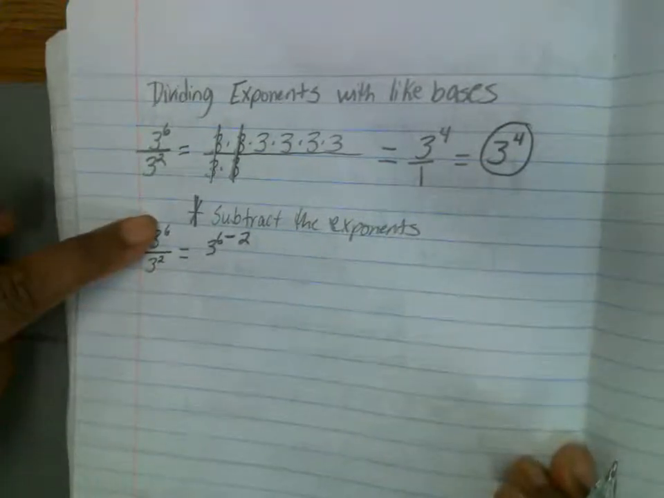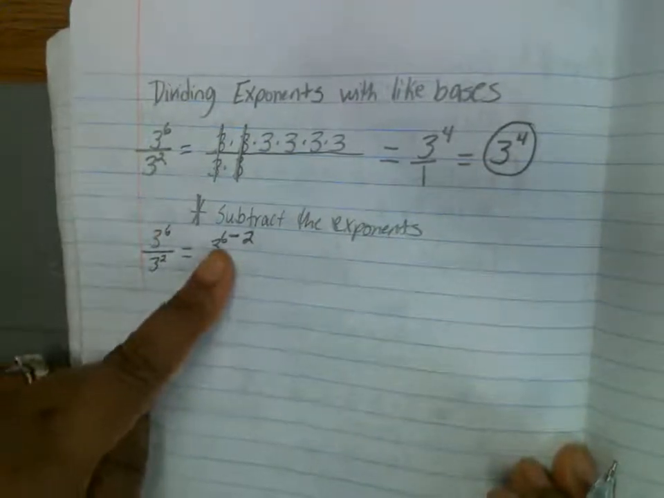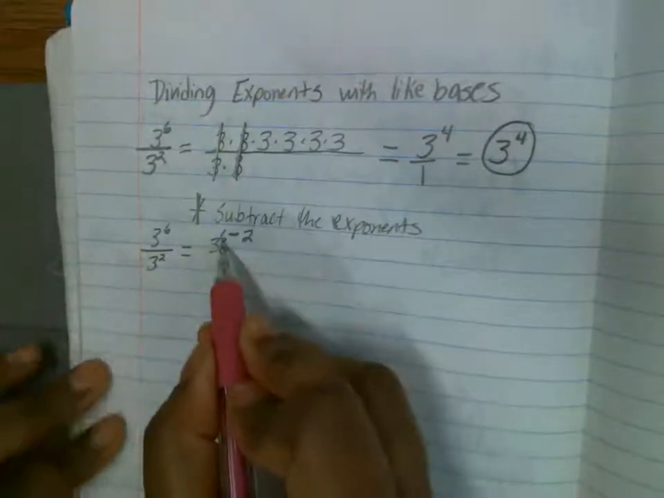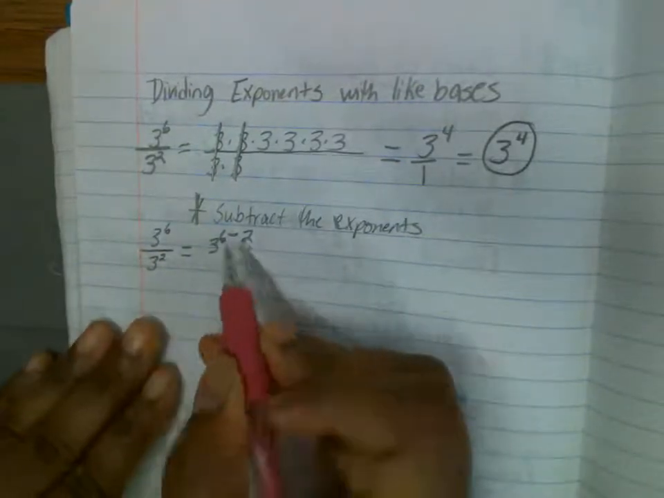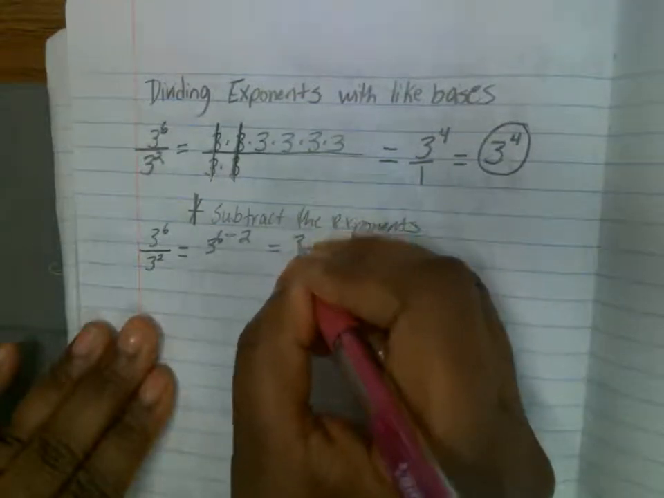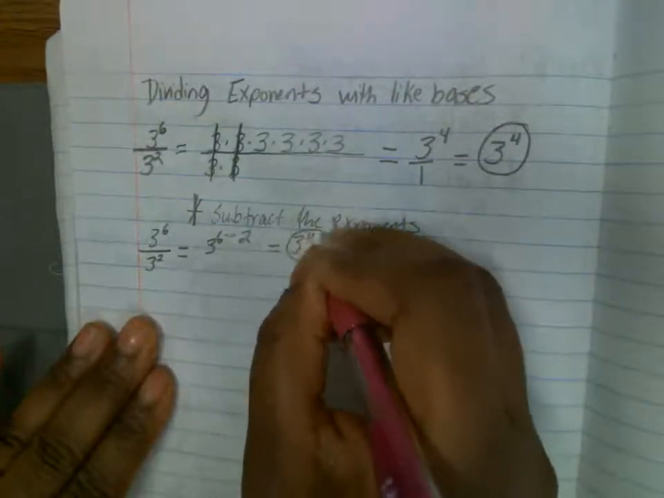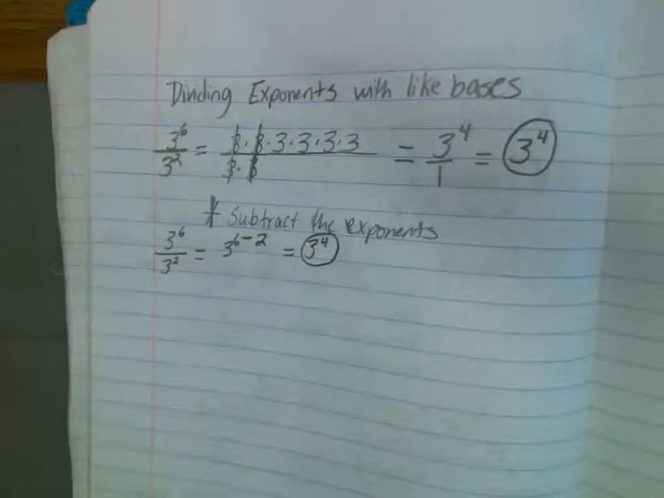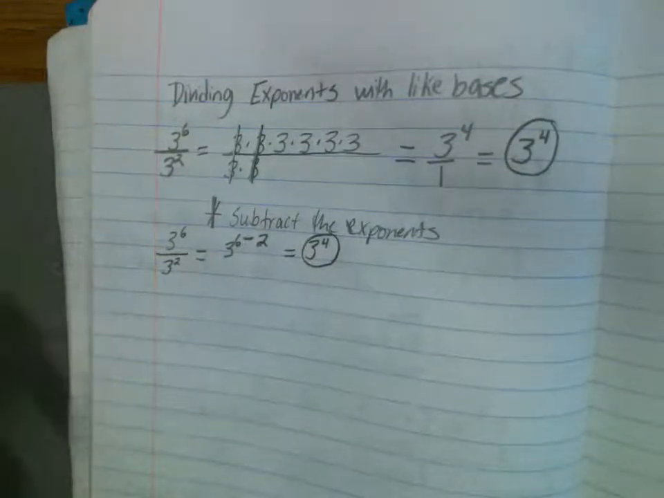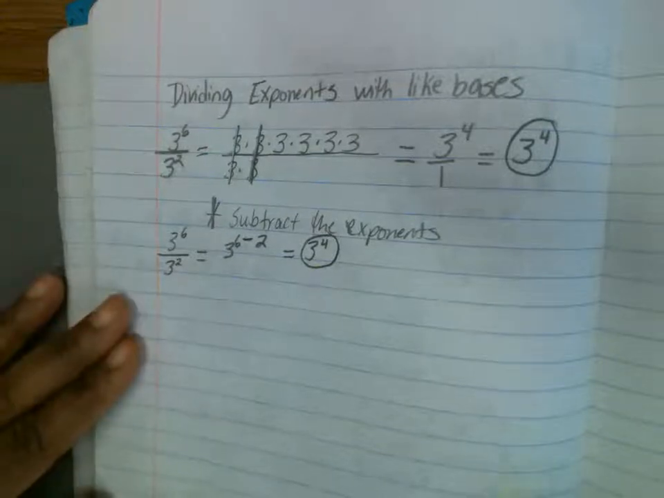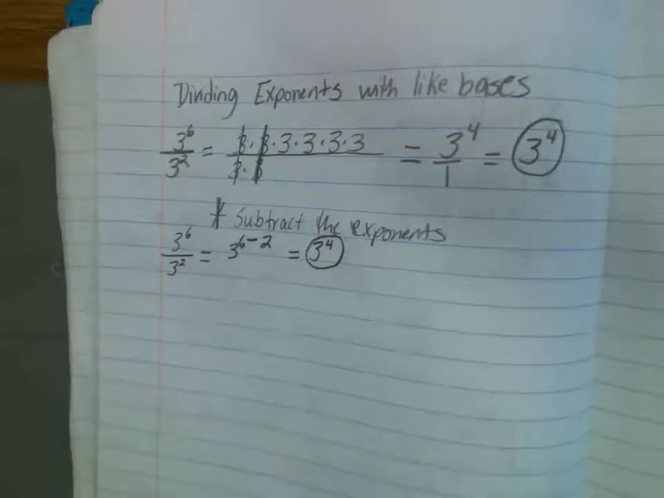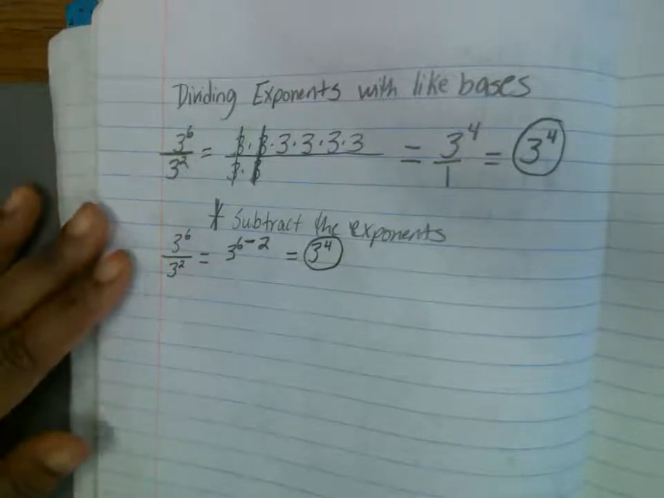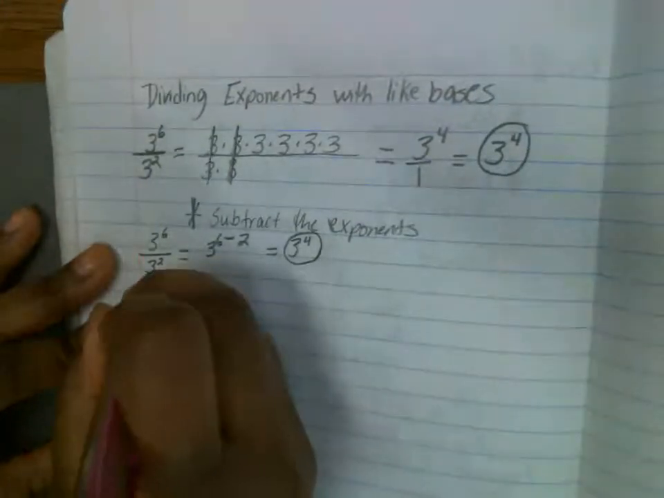So whatever the exponent is on top, write it first. Then whatever the exponent is on the bottom, write it second. So you have 6 minus 2, which is 4. So your answer is 3 to the 4th power. Any questions about how to do that? Anybody lost? Okay.